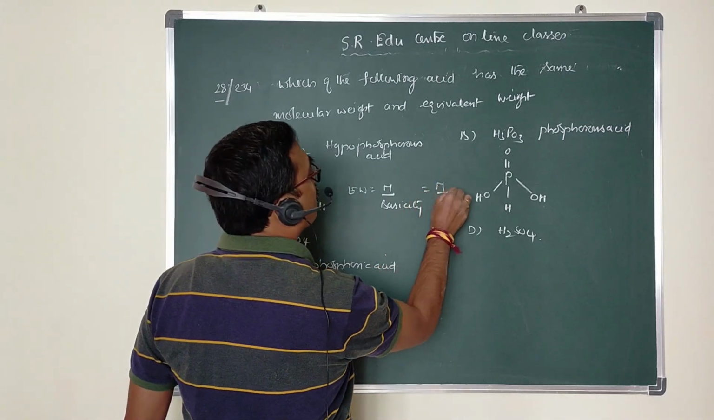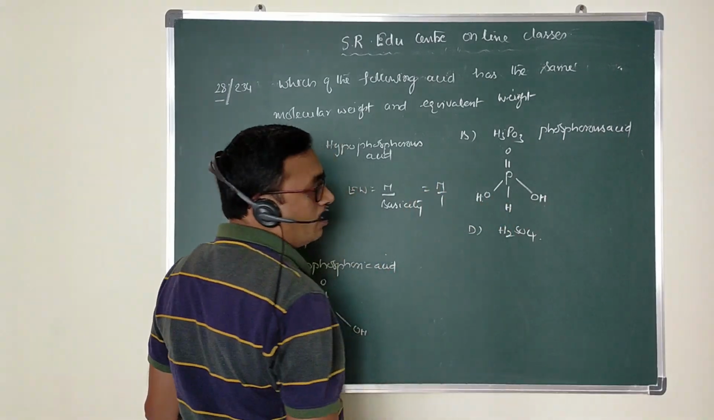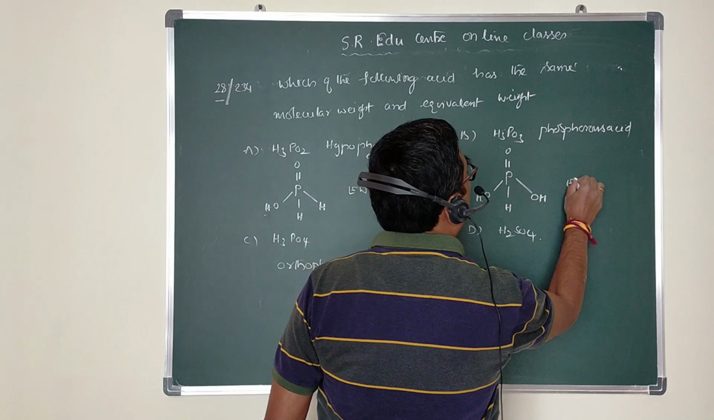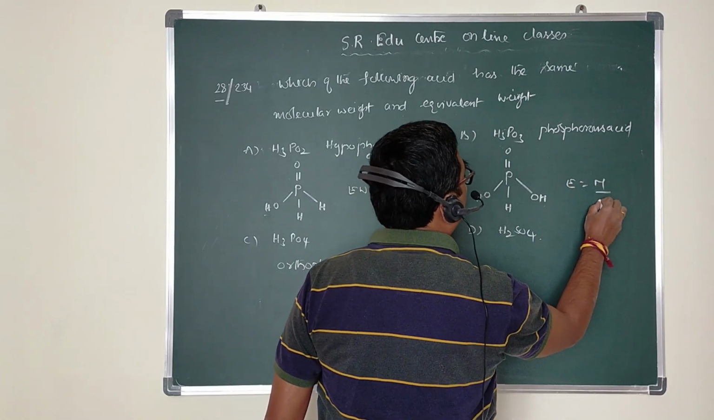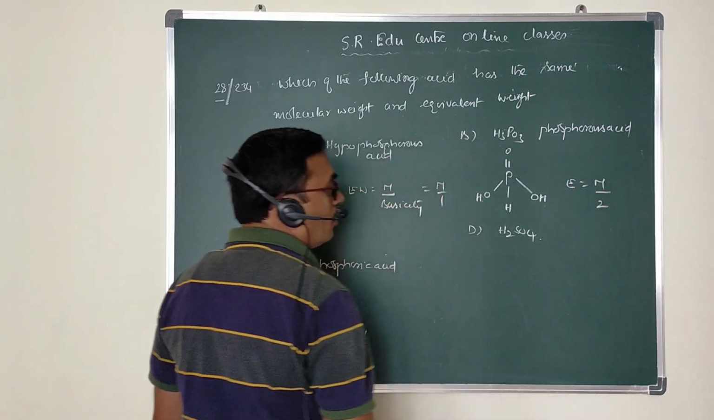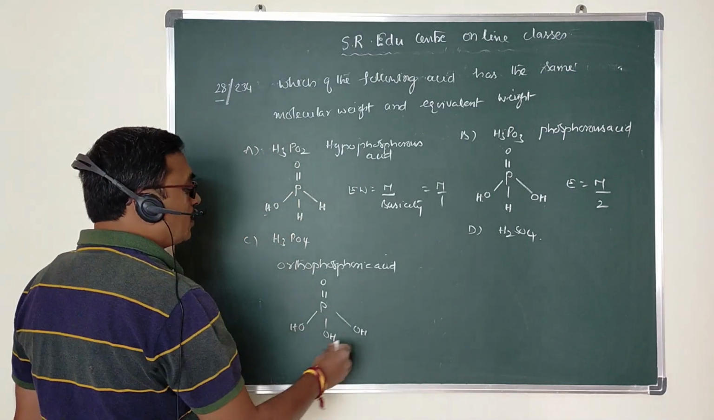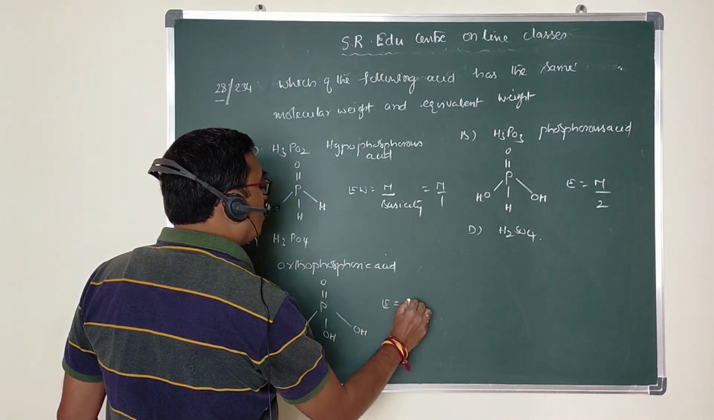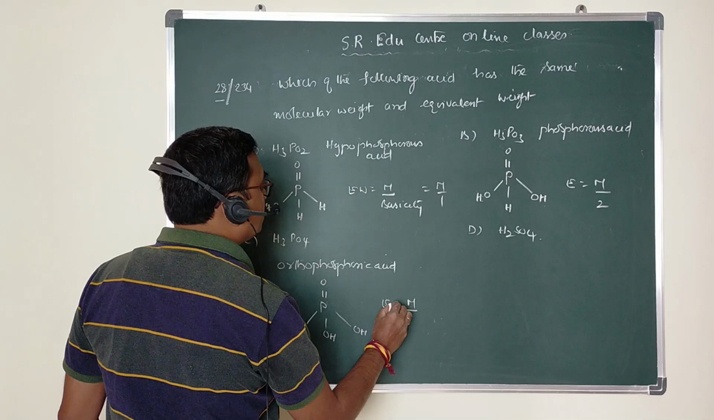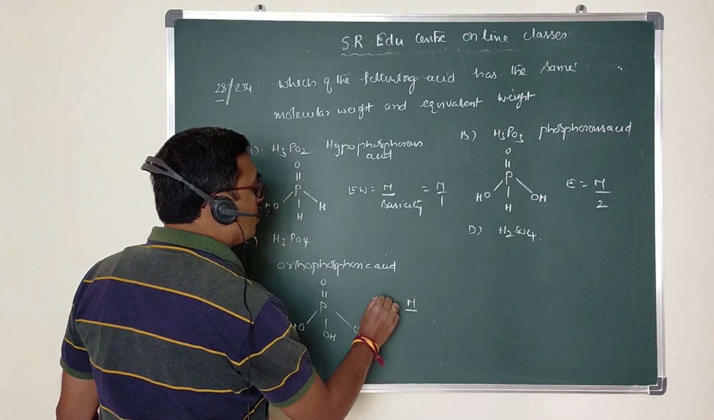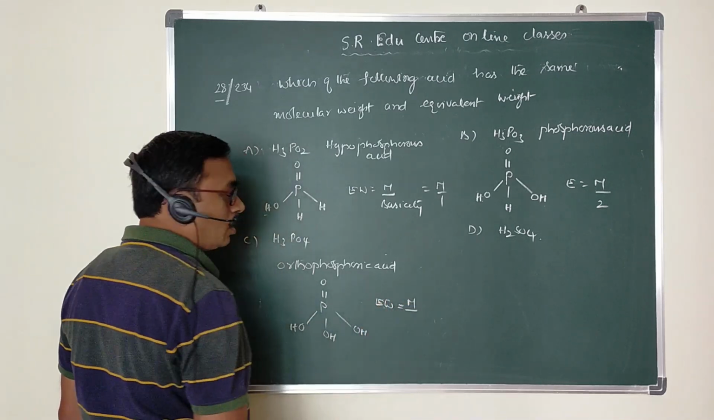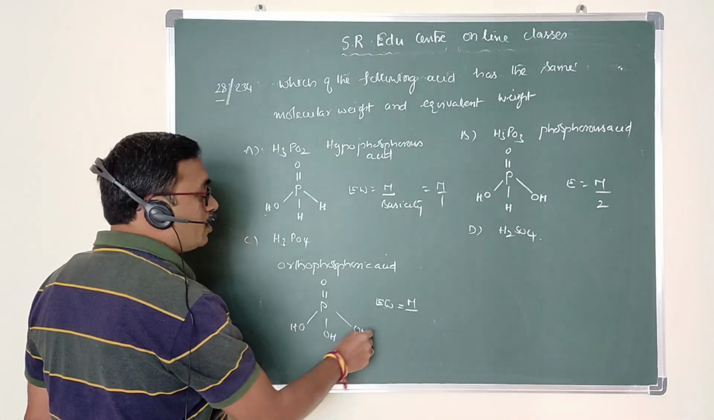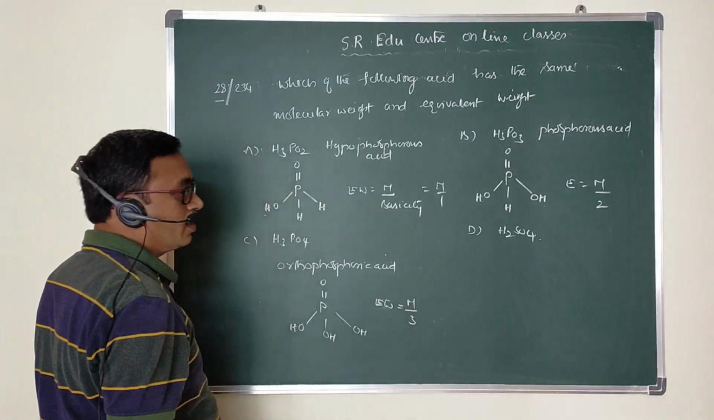So here M by 1. Here 2 replaceable hydrogens are there. Therefore, equivalent weight is equal to molecular weight by basicity, that is 2, or n factor is 2. In orthophosphoric acid, equivalent weight is equal to molecular weight by basicity. Basicity is 3. That means n factor is 3.